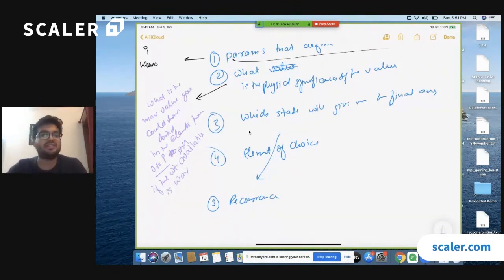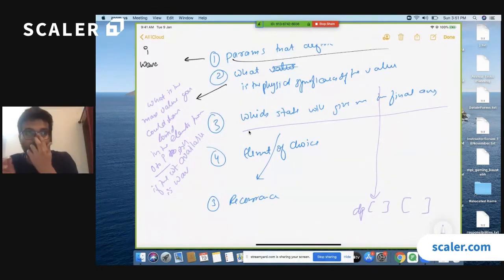If this is what my physical significance of the state is, can you answer the third question for me? Which state will give me the final answer? The state that is going to give me the final answer is going to be dp. I just need to fill these two arguments here, right? So what would be the value of these parameters which would give me the final state?